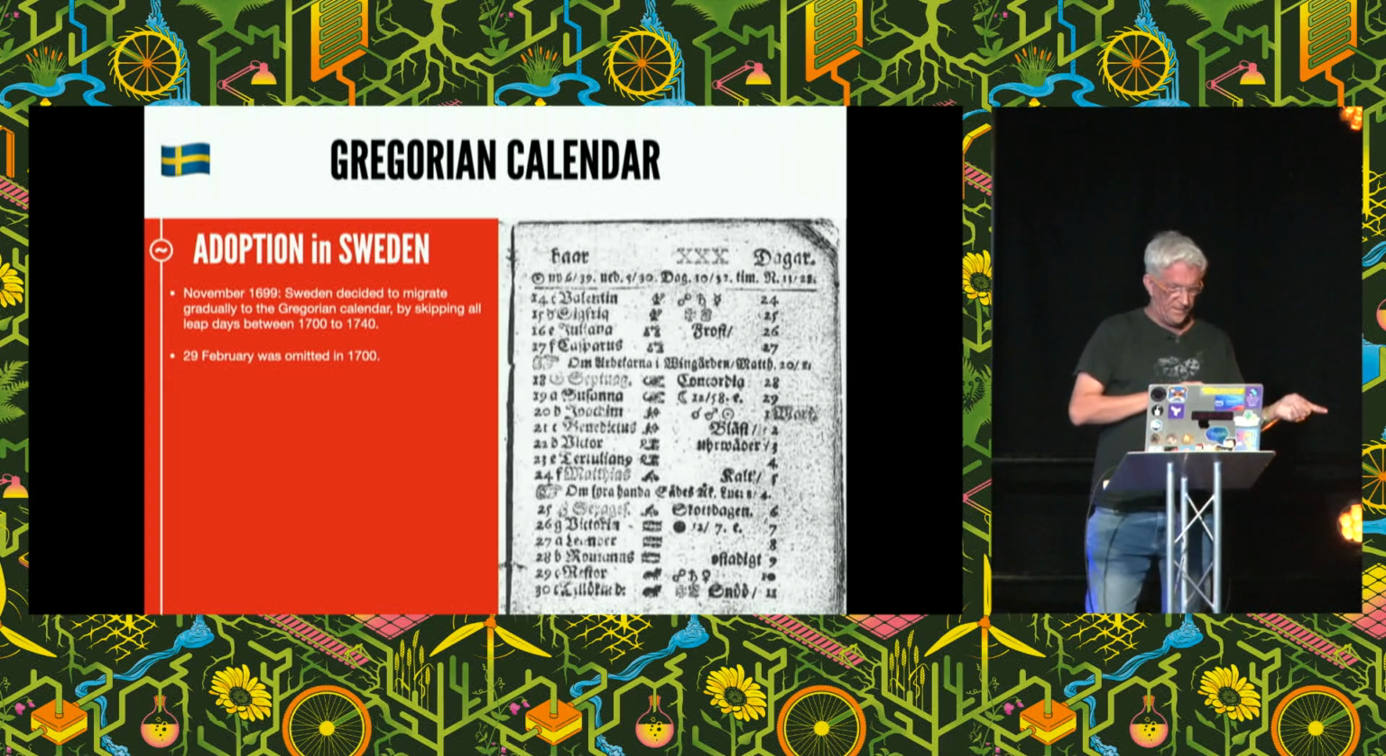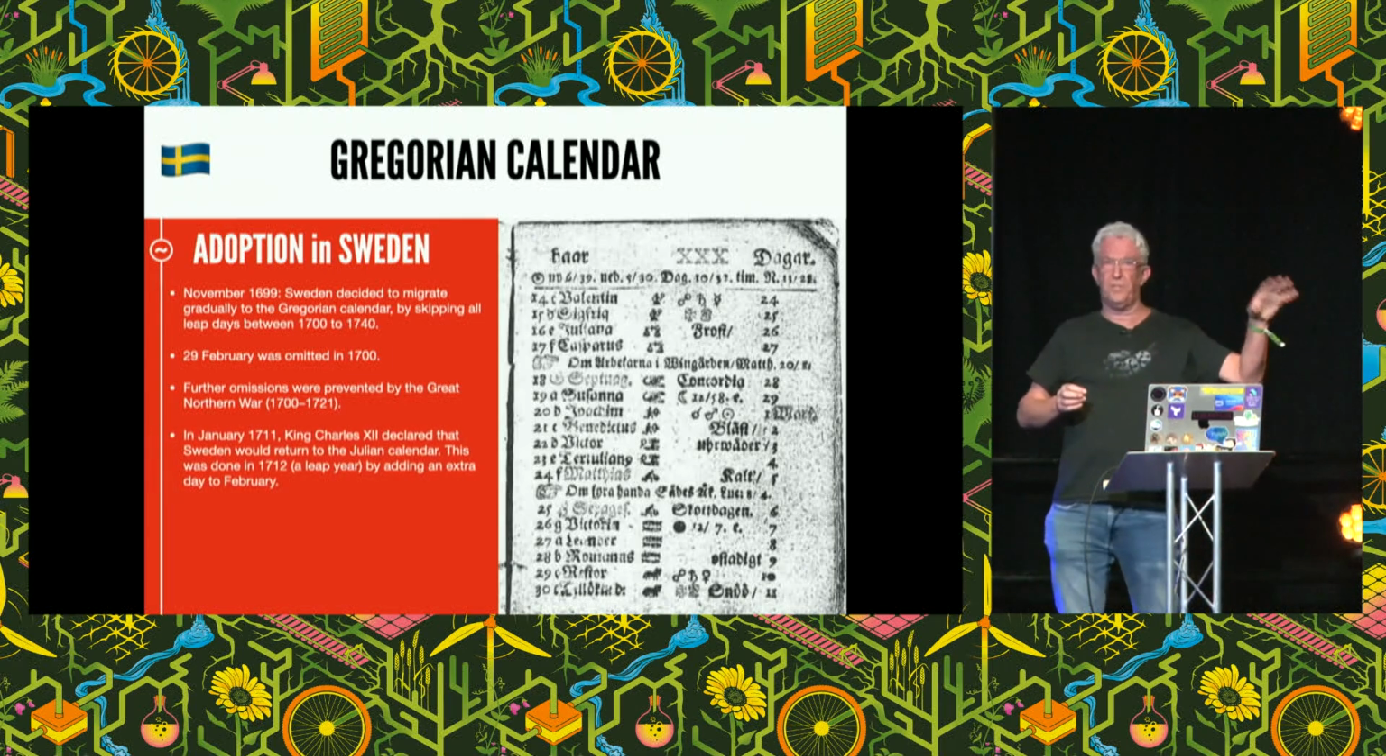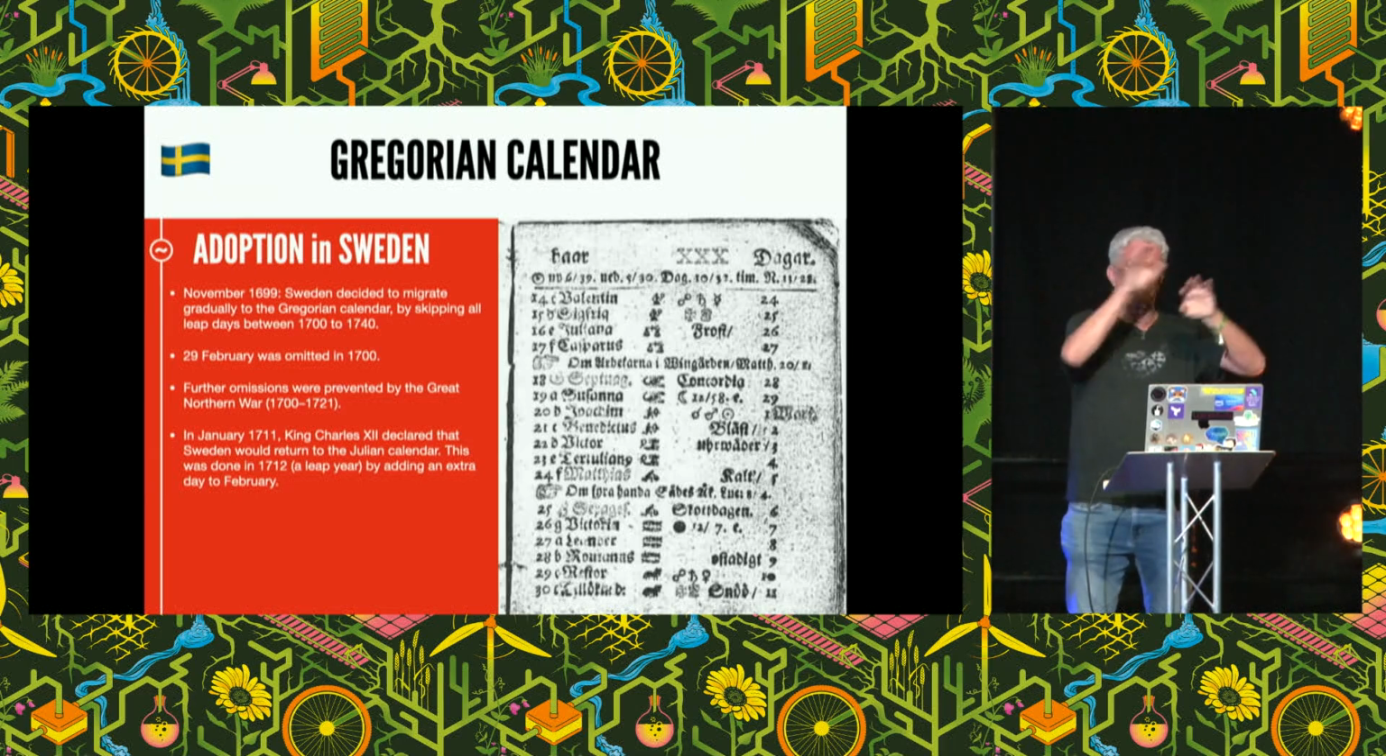So 29th of February is skipped in 1700. And then they get involved in a 20-year war with Russia, and it's a bit of a mess, and they fall out of sync. So they're neither on the Julian at this point or the Gregorian. They're somewhere in between.